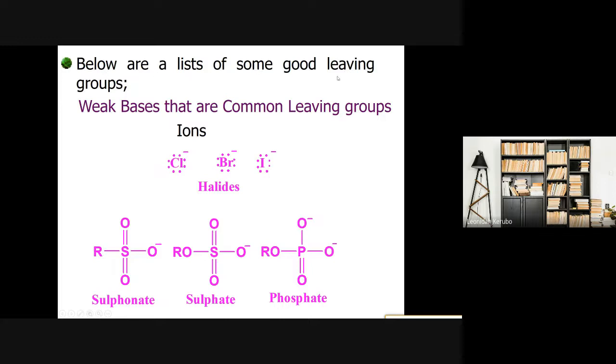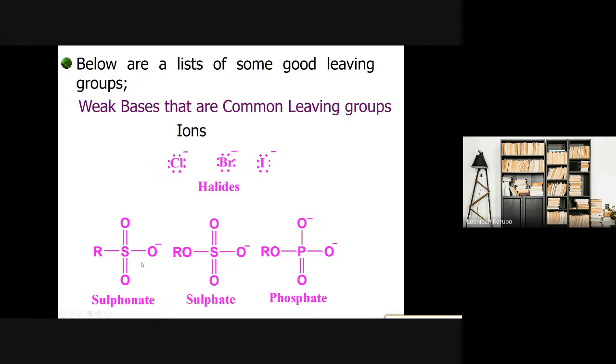So below is a list of some good leaving groups, which are weak bases that are common leaving groups. So the chloride, the bromide, and the iodide. In the halogen series, these are the best leaving groups. And of course, they will always result from strong hydrohalic acids, like hydrochloric, hydrobromic, and hydroiodic acid. These ones are also very weak bases, and the conjugate acids are strong acids. So these are also very good leaving groups because they are relatively stable once they leave.